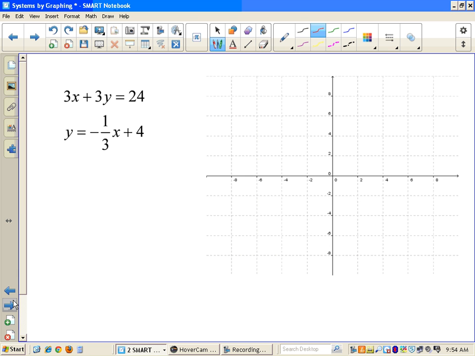Here we have a situation where we have one equation in y equals form and one equation in standard form. So let's do the y equals form first, because that's what we're most familiar with. This says y equals negative 1/3 x plus 4. So I'm starting at 4, and it's negative 1/3, so I'm going down 1 and over 1, 2, 3. Down 1, 1, 2, 3. So I will draw a line in.